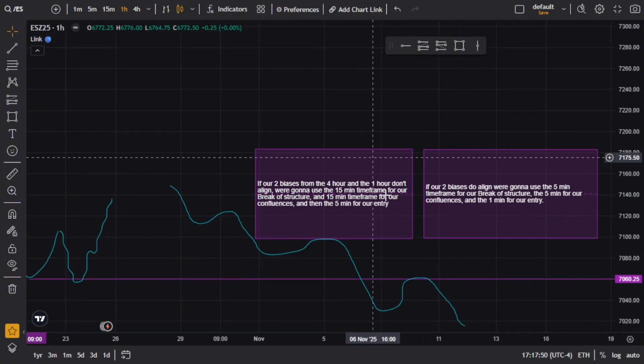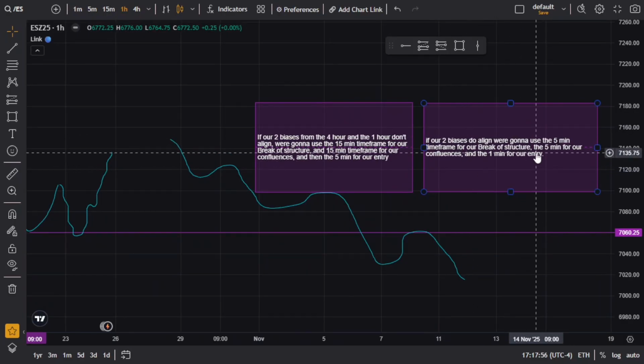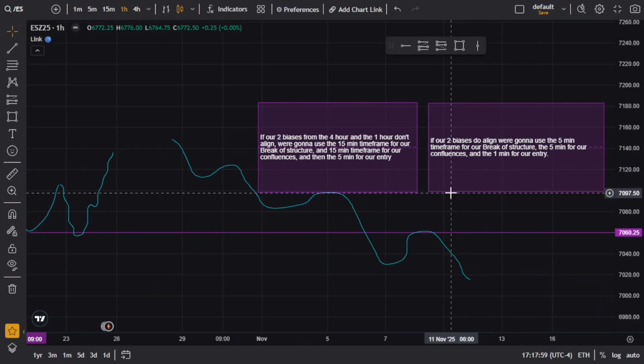If so, we're going to be going down this route. So if both of our biases align, we're going to use the 5-minute time frame for a breaker structure, the 5-minute for our confluences, and then the 1 minute for our entry.